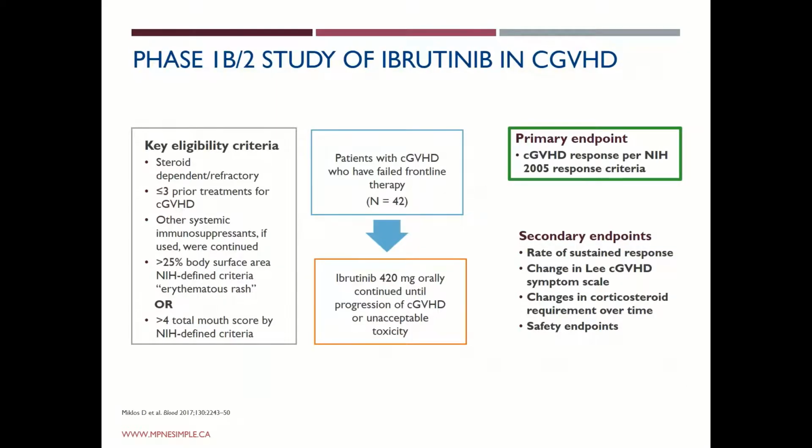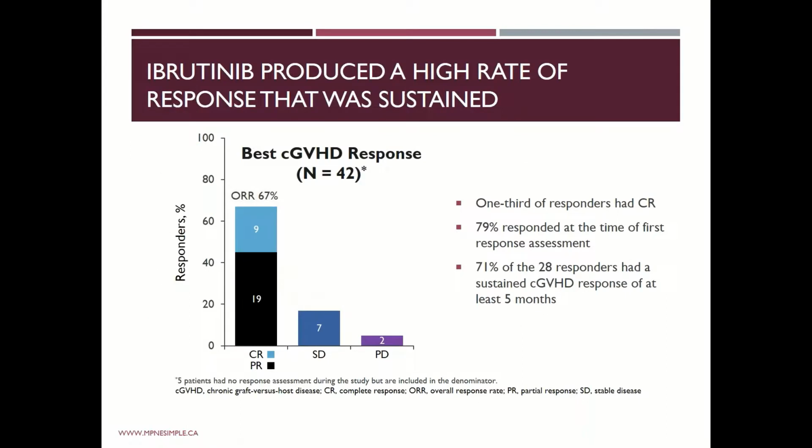Ibrutinib was approved on the basis of a very small phase 1b, phase 2 study in which patients who received less than or equal to 3 prior treatments for chronic graft versus host disease could be enrolled. 42 patients were enrolled. They received Ibrutinib at a dose of 420 milligrams daily until progression or unacceptable toxicity. The primary endpoint was chronic GvHD response per NIH 2005 response criteria. This was a positive study. The overall response rate was excellent at 67%. 1/3 of responders had a complete response, and nearly 80% responded at the time of the first response assessment, which is about 1 month into therapy.